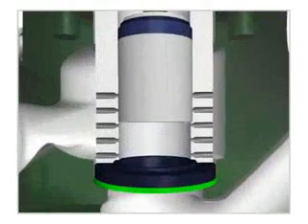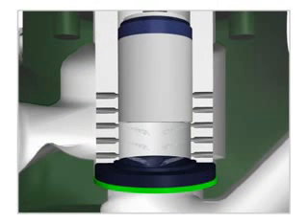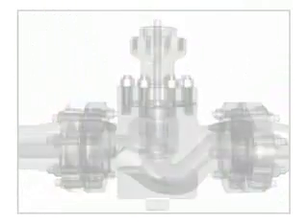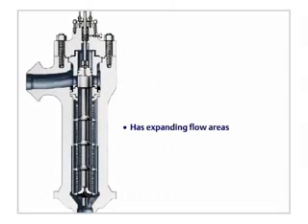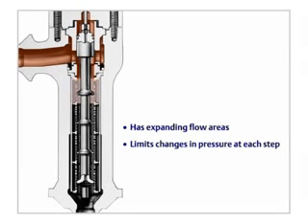Cavitation is isolated by directing fluid into the center of the valve using a flow-down orientation so bubbles implode away from the valve components. In addition, the Control-e 4 valve trim has expanding flow areas that decrease pressure as the fluid flows through. It limits changes in pressure at each step to prevent fluid from reaching the vaporization point, and prevents leakage.